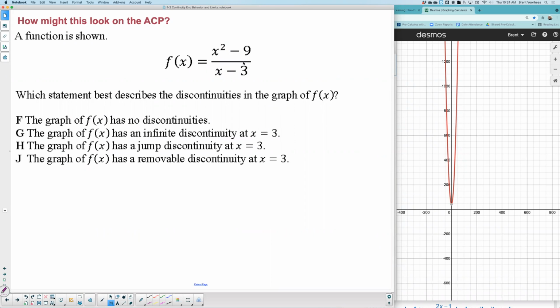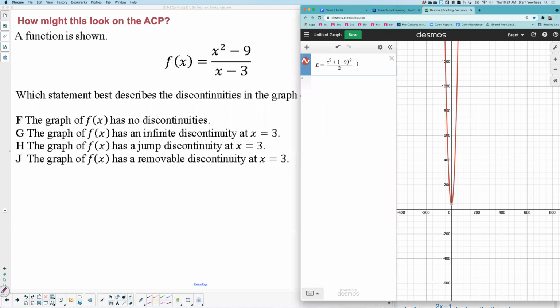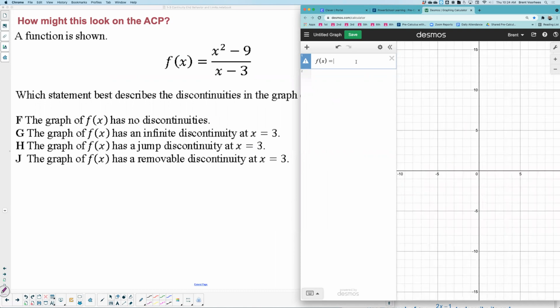So here's a problem. It says, given this function, which statement describes the discontinuities? And I love these problems because if you know the vocabulary, it's really easy to figure out with your Desmos, because all you have to do is graph them and look at the particular options they give you. So let's graph this problem. This says f of x equals, and I'm going to zoom back in here. F of x equals x squared minus 9 over x minus 3.